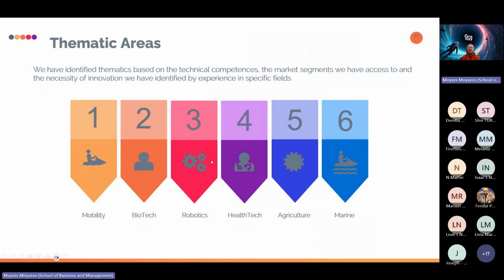Being in a small country, unfortunately, I don't know if it's a curse or a blessing, but you do not have the luxury to be selective in terms of verticals and technical support. On the other hand, having a structure of 50 people, mostly engineers and technical-driven individuals that are able to support technological ideas from the idea level all the way to fully functional working prototypes, we decided that we can support these 6 verticals, from mobility to biotech, robotics, health tech, agriculture, and marine.